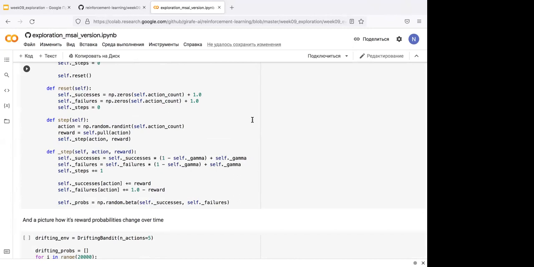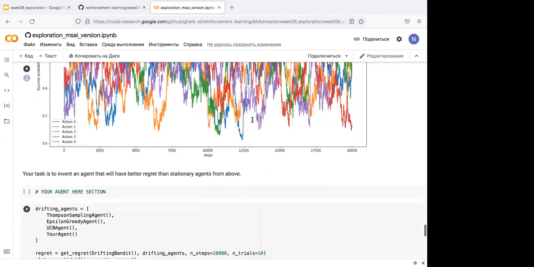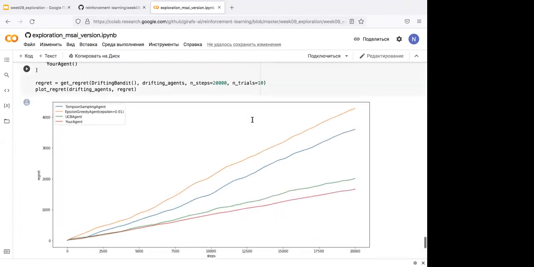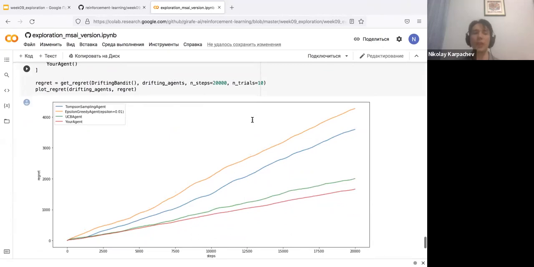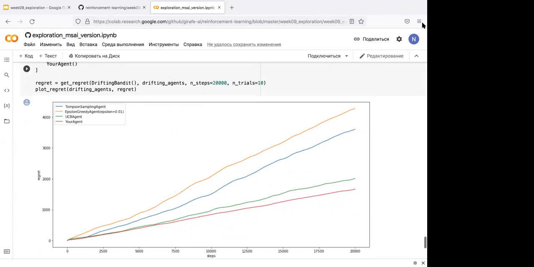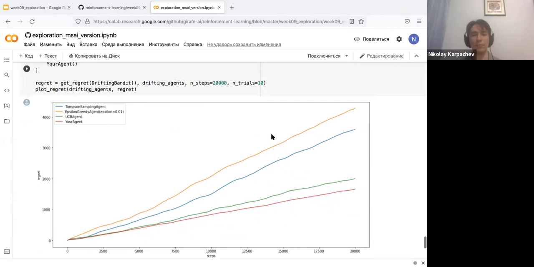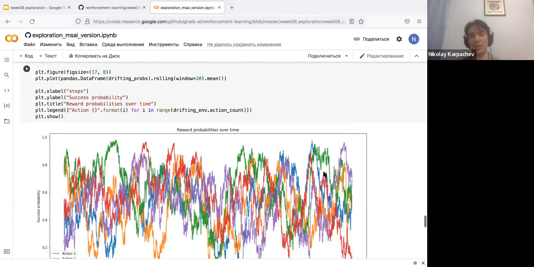Can you show again the performance comparison of all these algorithms? This is for the non-stationary case. Well, it's basically similar to the stationary case. The difference is that Thompson sampling works here very close to epsilon greedy, and UCB is not so sensitive.